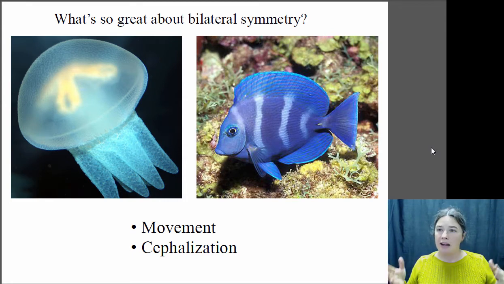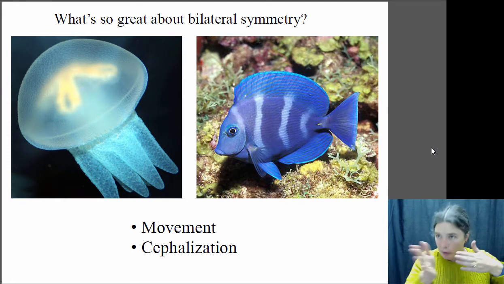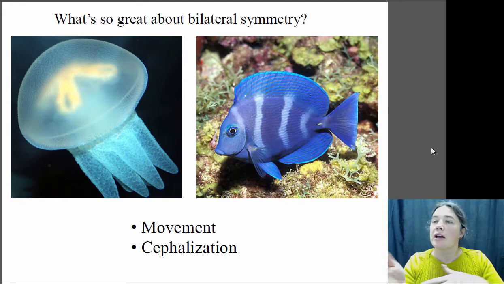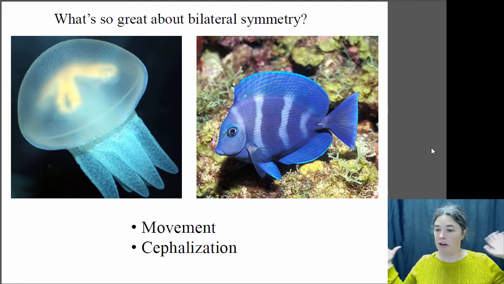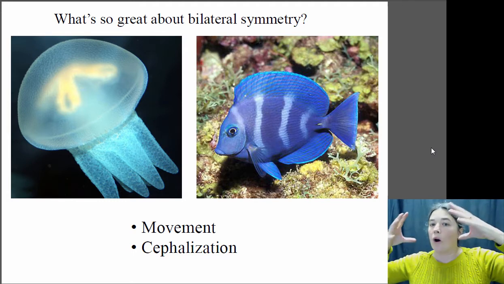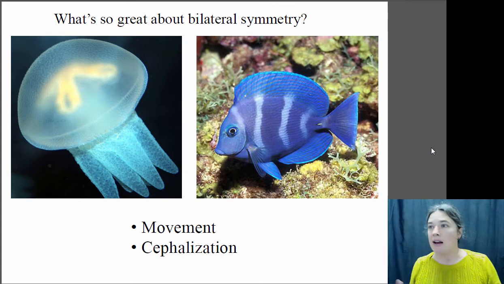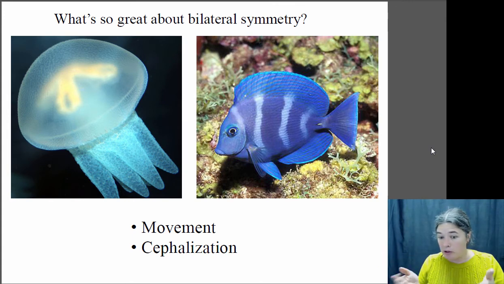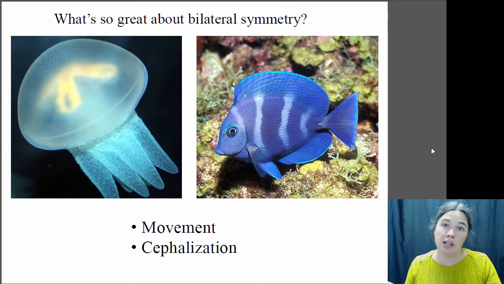Bilateral symmetry, what you get is a directionality to the animal. So the animal's going to move in one particular direction, and you tend to get cephalization, so that concentration of nervous system and sensory organs in one end of the animal, the brain, right? And that's usually the front end of the animal, which is the first part of the animal to come in contact with the environment, which is where you want all your sensory organs to occur, right?